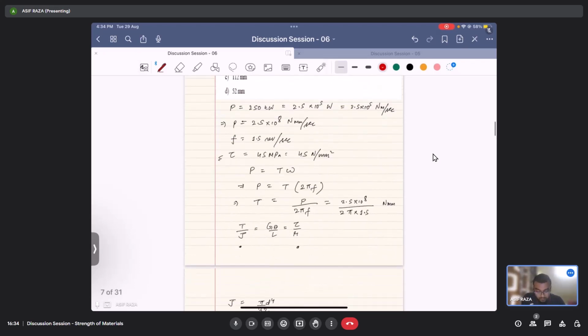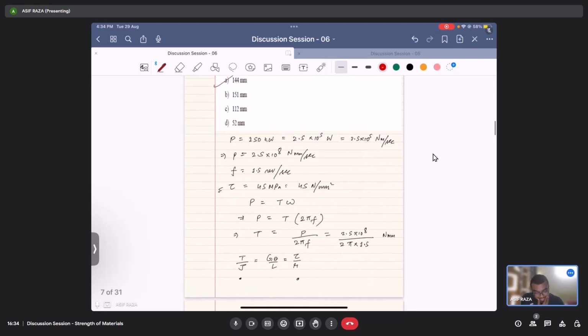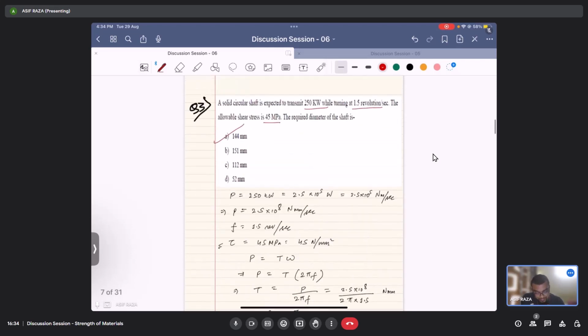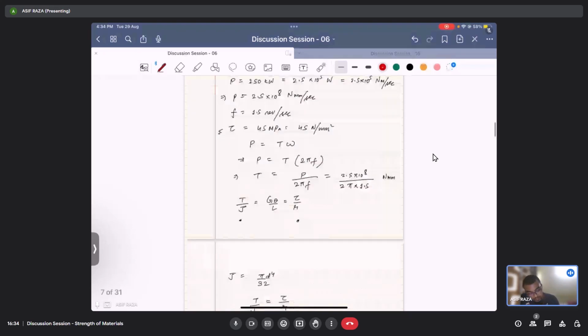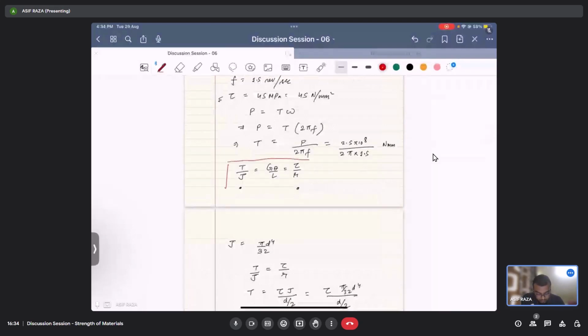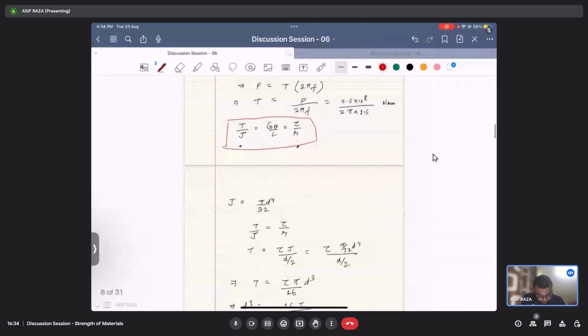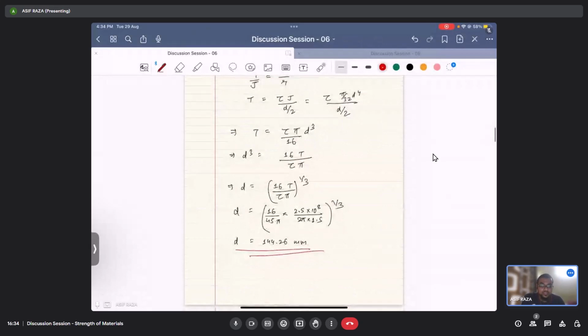So yeah, please look into this. So this time we had to use the power formula, okay, and then again we had to use the torsion equation. The torsion equation is a must, okay, and then easy substitution will give me the required diameter of this question. Now let's move on to the next question.